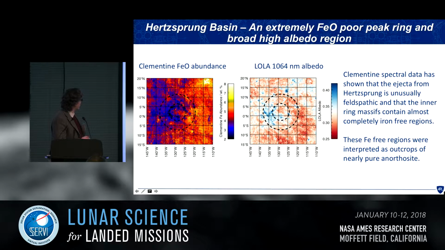So if we take a look at the Clementine iron oxide abundance, we can see that the ejecta from Hertzsprung is fairly feldspathic. In fact, it's very feldspathic, and the peak ring itself has almost no iron oxide signature. In the southeast of the basin here, you can see there's a slight excess of iron oxide. That's most likely Orientale ejecta and isn't related to Hertzsprung. Additionally, the ejecta is high albedo, and there's a particularly high albedo signature between the inner and outer ring on the west side of the basin, plotted here in albedo data. So both of these things again suggest that you have a large degree of plagioclase-rich material in Hertzsprung.